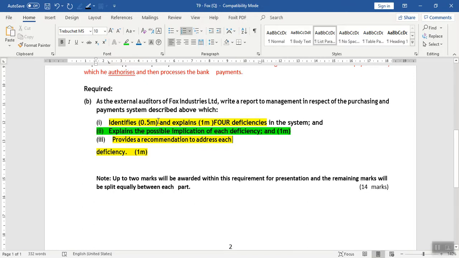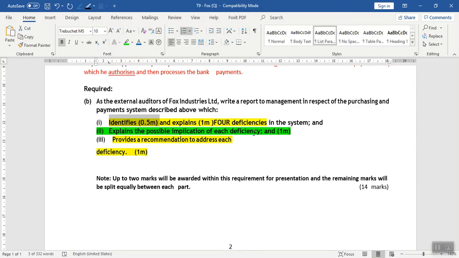For your information, when you see identify, you cannot run away, it is 0.5 mark each. What does identify mean? I told you already, you copy and paste from the scenario. If you feel a sentence has some weakness or deficiency, you copy and paste, and you get half a mark already. Explain means you explain further. And the next one, explain the possible implication. What does that mean? Explain possible implication means the effect of each deficiency, whether it has any impact or not on the operating system, or anywhere. And then at the end, you have to provide a recommendation to address each deficiency.